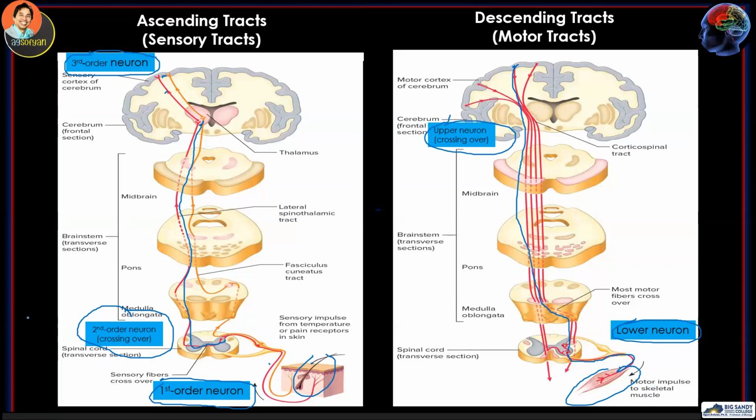For the ascending tract, the first order neuron is actually a sensory neuron. Okay, the second order neuron is actually an interneuron, and the third order neuron is also an interneuron. Remember, interneurons are neurons that are located in the CNS, the spinal cord and the brain. The sensory neurons and the motor neurons are the neurons located in the nerves, in the peripheral nervous system.